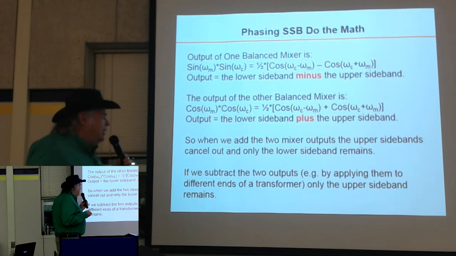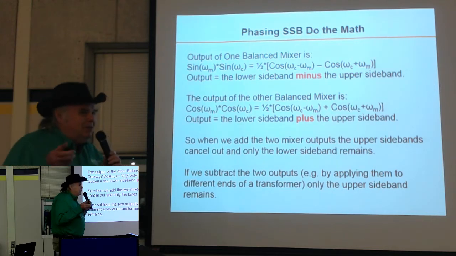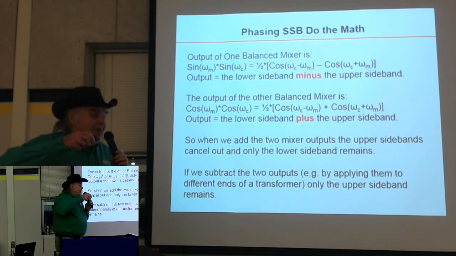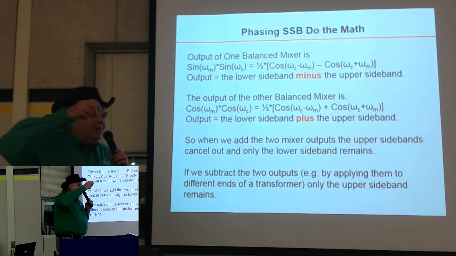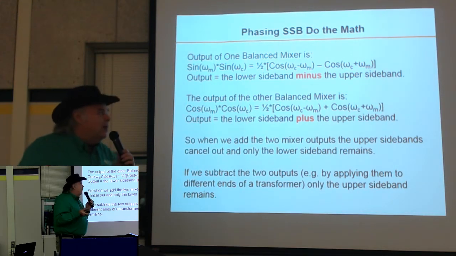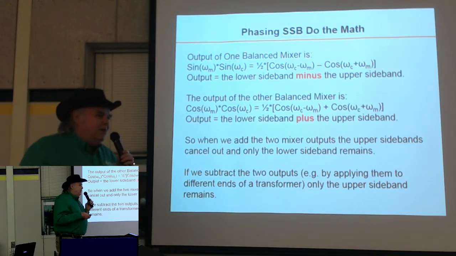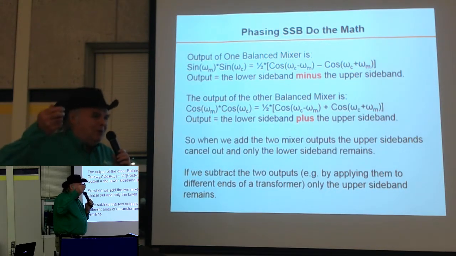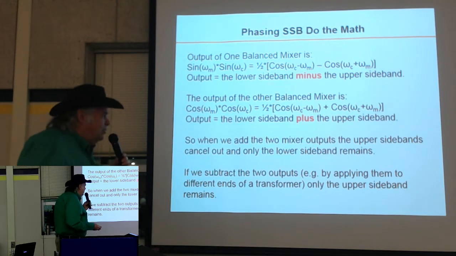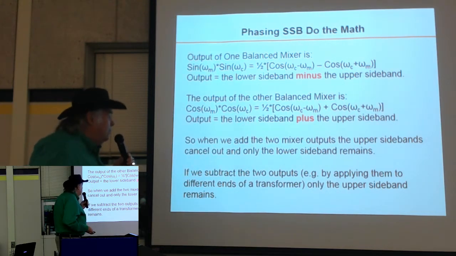Now practically, I don't really need to change the output and try to connect them in an adder versus subtractor. What I can do is go back up into my input and swap the input signal. The audio of one becomes the sine, the other one becomes the cosine. So I can just swap them around, and I'll get the opposite sideband if I do that.